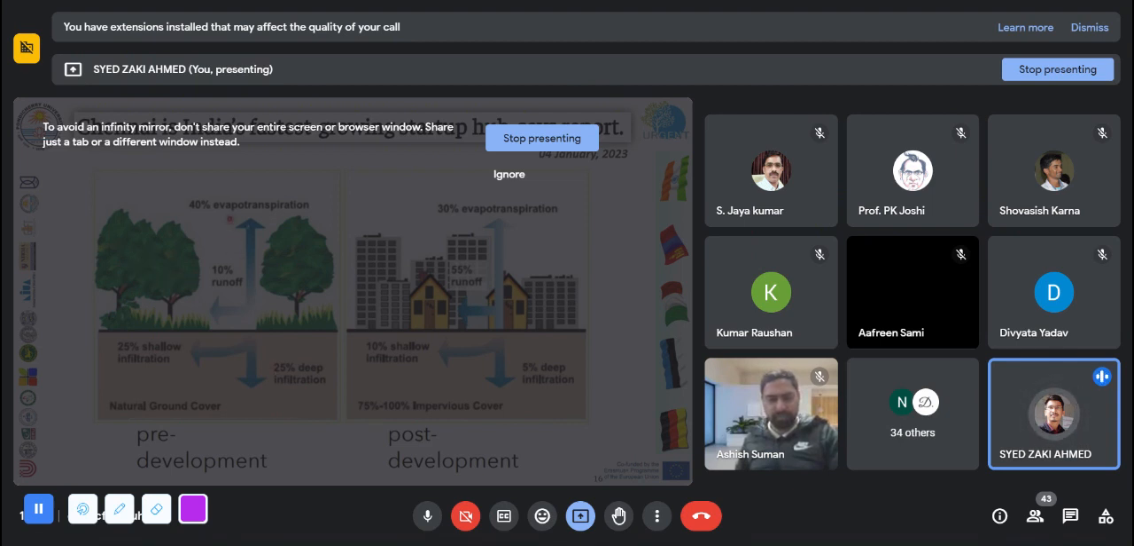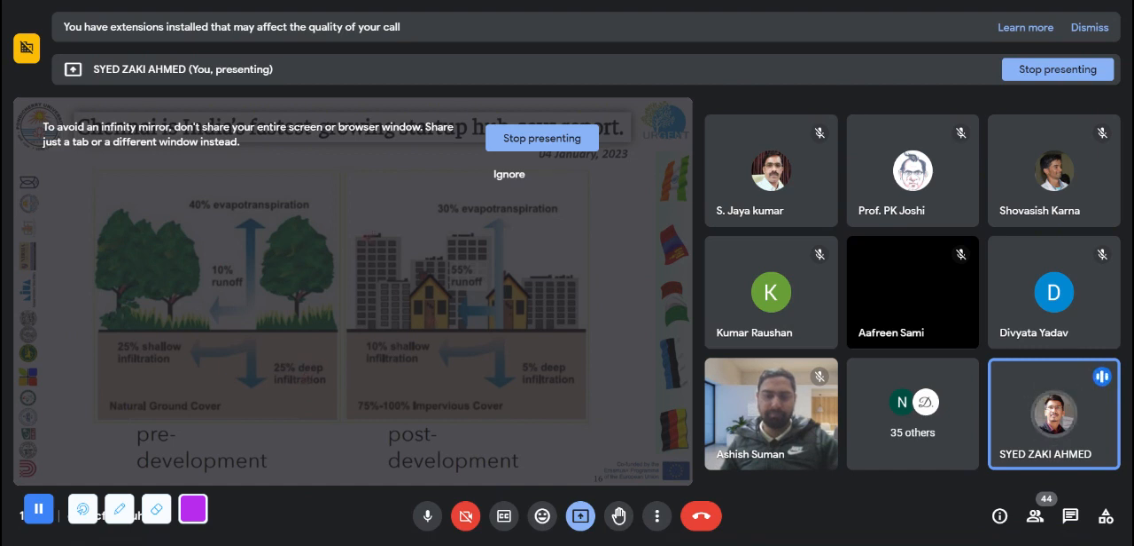As we can see here, when there is green area, 40% evapotranspiration is taking place. 40% evapotranspiration means it is providing a cooling effect to that area. Evapotranspiration is evaporation plus transpiration, and 10% is runoff, the water that flows away. 25% of the water is shallow infiltrated, going to a lesser depth of the soil, and 25% is deep infiltration, going to a higher depth of the soil. The natural ground cover helps keep the ground cool and also stores the water.